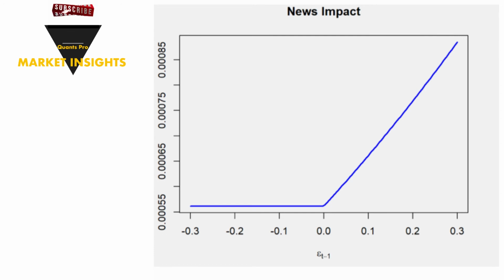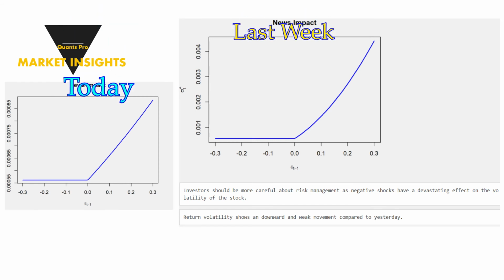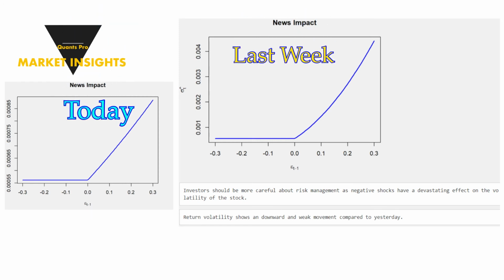For comparison, let's examine the current state of the news effect versus last week. A careful examination of the two charts reveals that the news impact for the stock has changed from last week's. The effect of positive shocks on stock volatility is high.